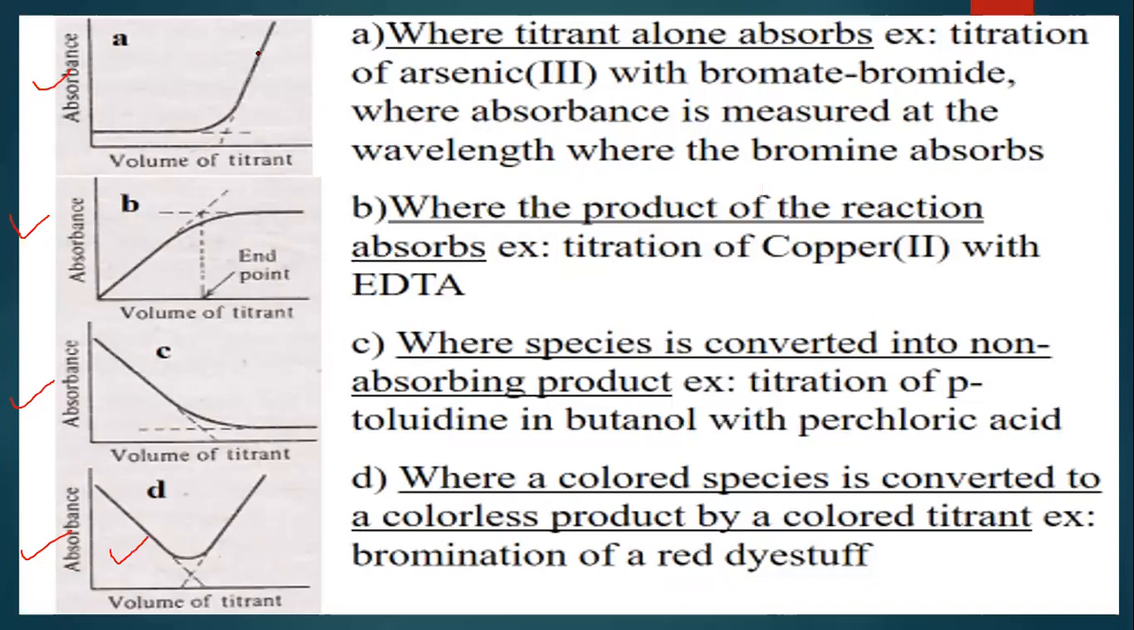Now see what types of graphs are possible to obtain in this titration. First, all the graphs are the same: absorbance versus volume of titrant added. As you add the volume little by little from the burette, 0.1 ml at a time, and take readings, see how the absorbance behaves. Absorbance is constant till this value, and from here the absorbance is suddenly increasing.